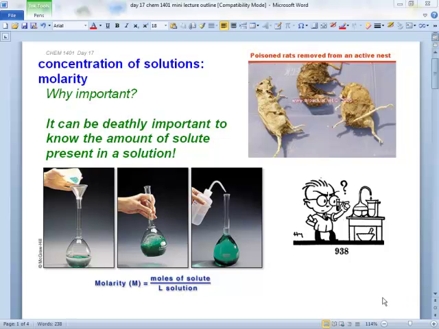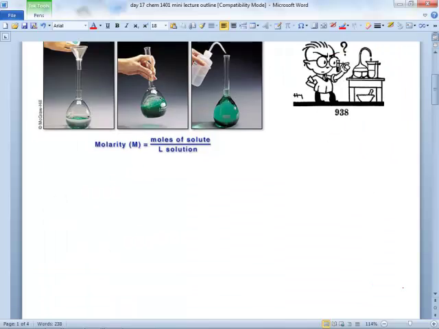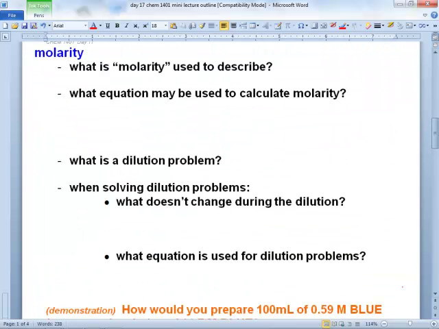So it's important. There's a lot of different ways to express the amount of something in a solution, right? And it's called concentration. There's a lot of different units you can use for concentration. We're only going to use one, and that's molarity. Okay, so it's used to describe concentration, the amount of something in solution.